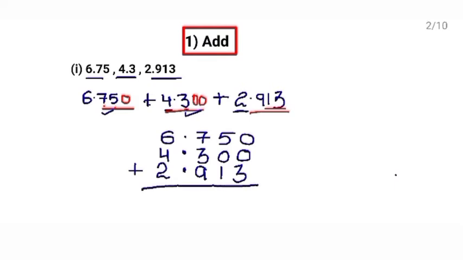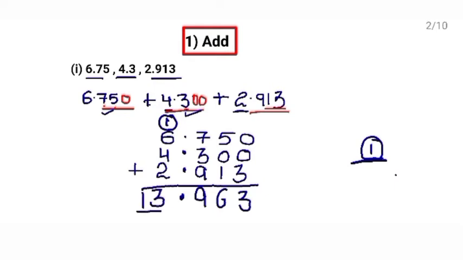Now add them. 3 plus 0 is 3. 5 plus 1 is 6. 7 plus 3 is 10, plus 9 is 19. Now you have 19. At a time you will write only 1 digit. This 1 will be carry forward to this, right? Decimal below the decimal, 6 plus 4 is 10, plus 2 is 12, plus 1 is 13. Now at the end you will write the whole number 13, right? So what is your answer now? Your answer is 13.963.